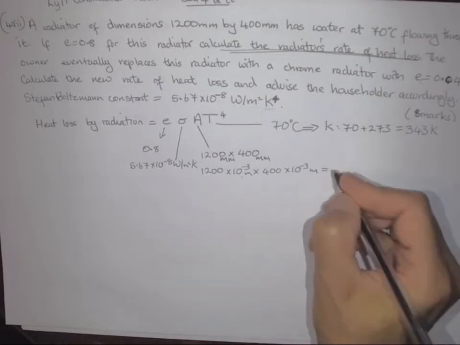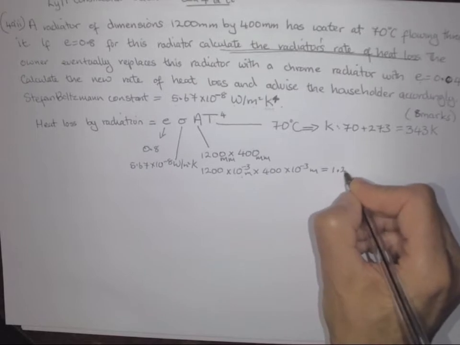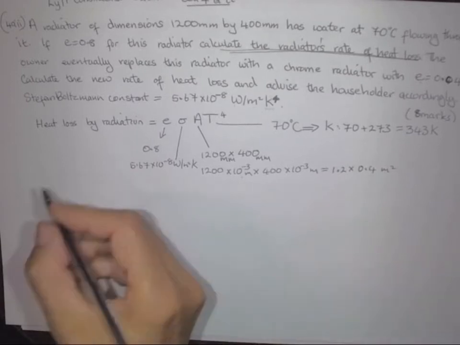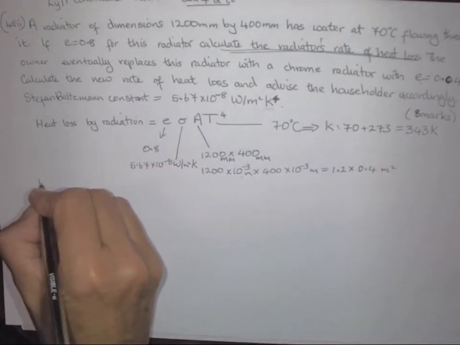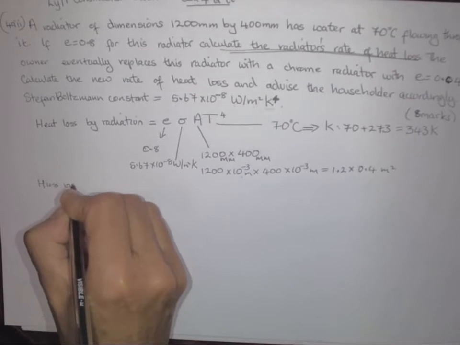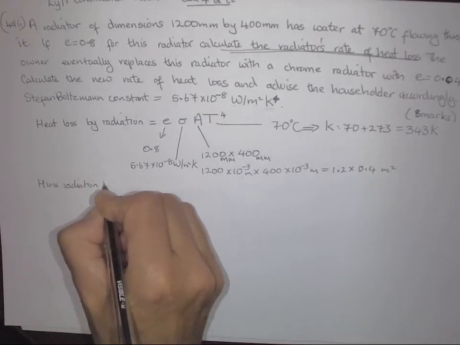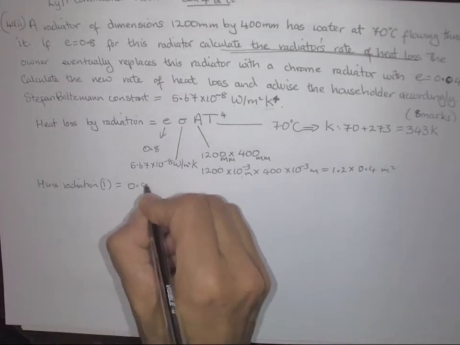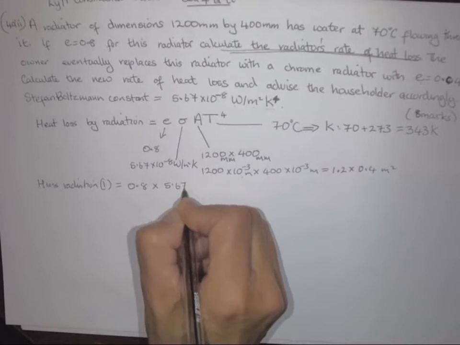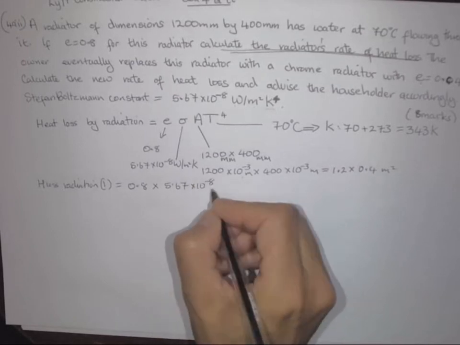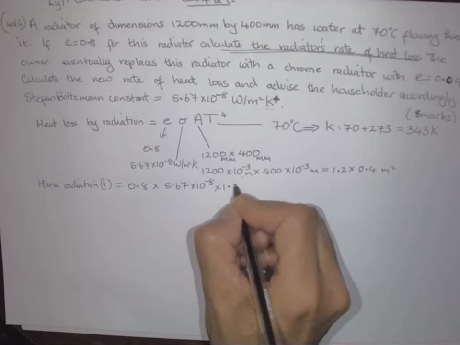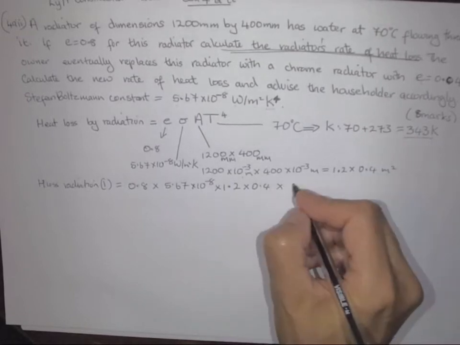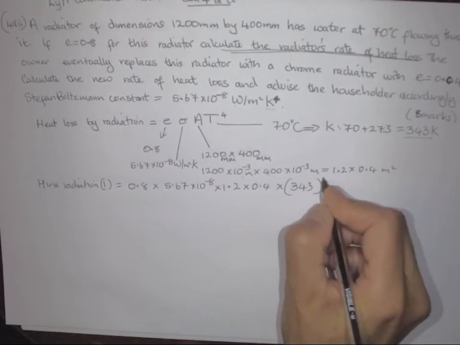So all we have to do is convert the areas, make this look a little bit easier. So if we were to get the surface area, it would be 1.2 multiplied by 0.4 meters squared. So now this, we can call this heat loss by radiation for the first radiator that has an emissivity of 0.8. So that's going to be 0.8 multiplied by 5.67 by 10 to the minus 8 multiplied by 1.2 multiplied by 0.4 multiplied by the temperature in Kelvin, 343 to the power of 4.